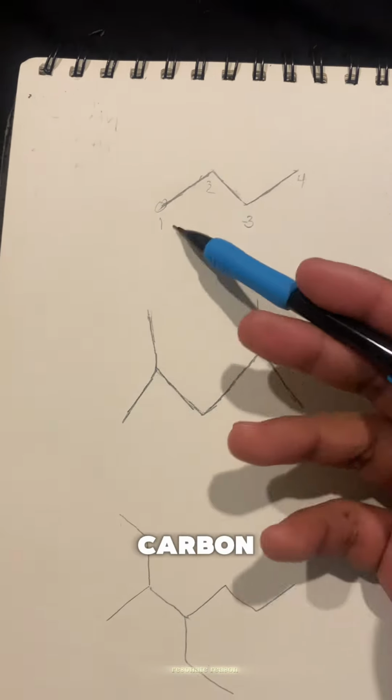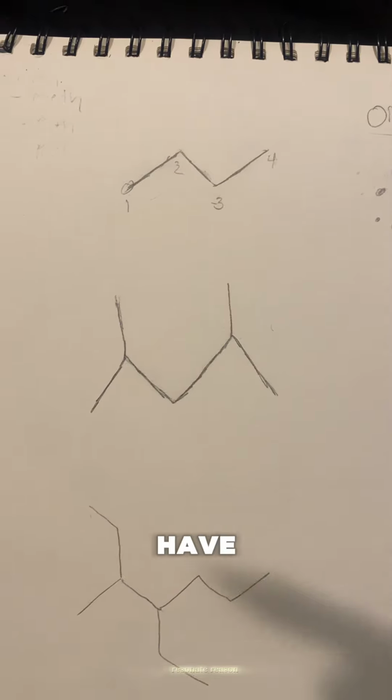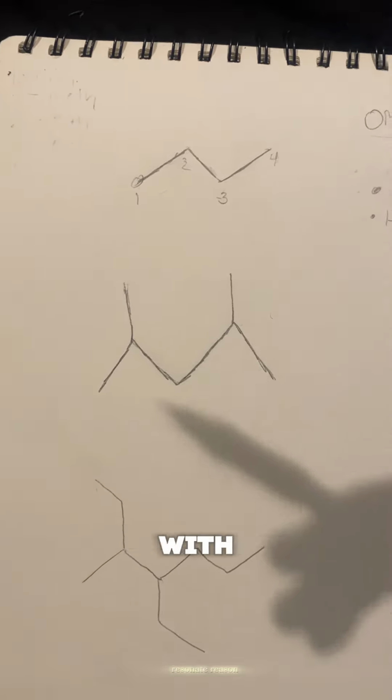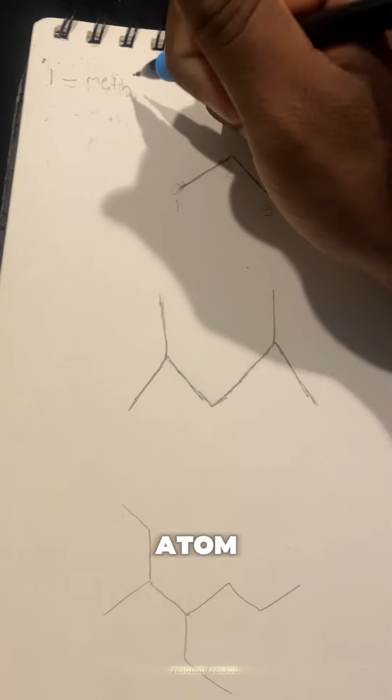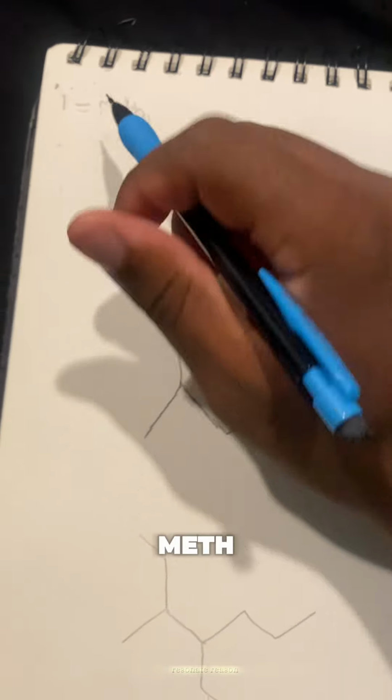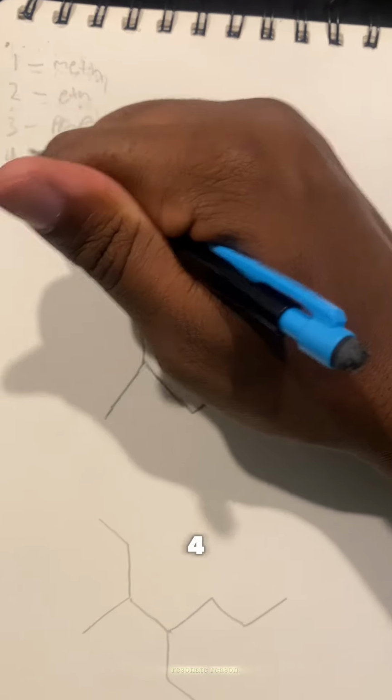Next, because we have 4 carbon atoms, it's going to determine the name of our organic compound, because depending on the number of carbon atoms you have, you get a certain prefix associated with it. If we write it on the side right here, if you only have 1 carbon atom, the prefix associated would be meth. If you have 2 carbon atoms, the prefix would be eth. If you have 3 carbon atoms, the prefix would be prop. And 4, that would be but.